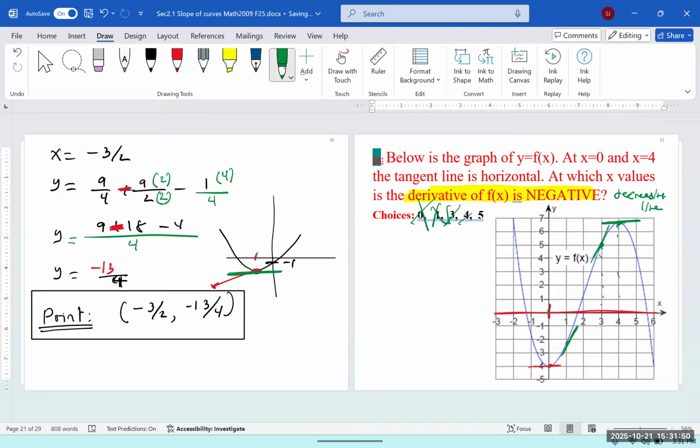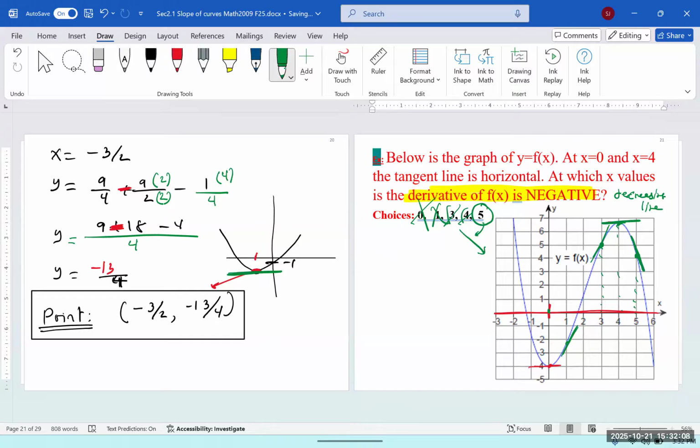Then the next one, 5. This is your 5, so you have a line here, you have a point here. So if you draw a line, is this a decreasing line? Yes. So the answer is 5, because it has a decreasing tangent line.